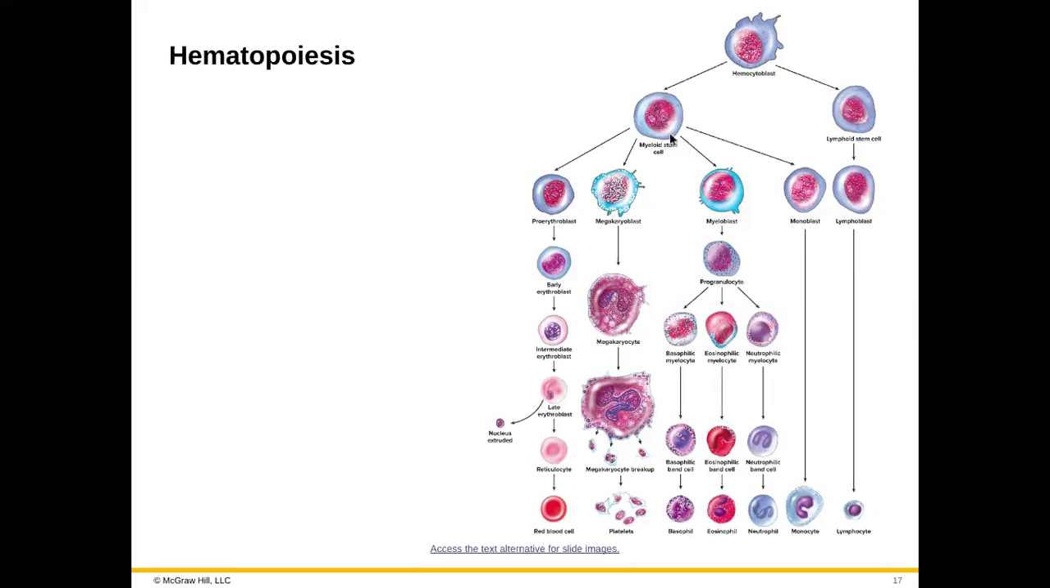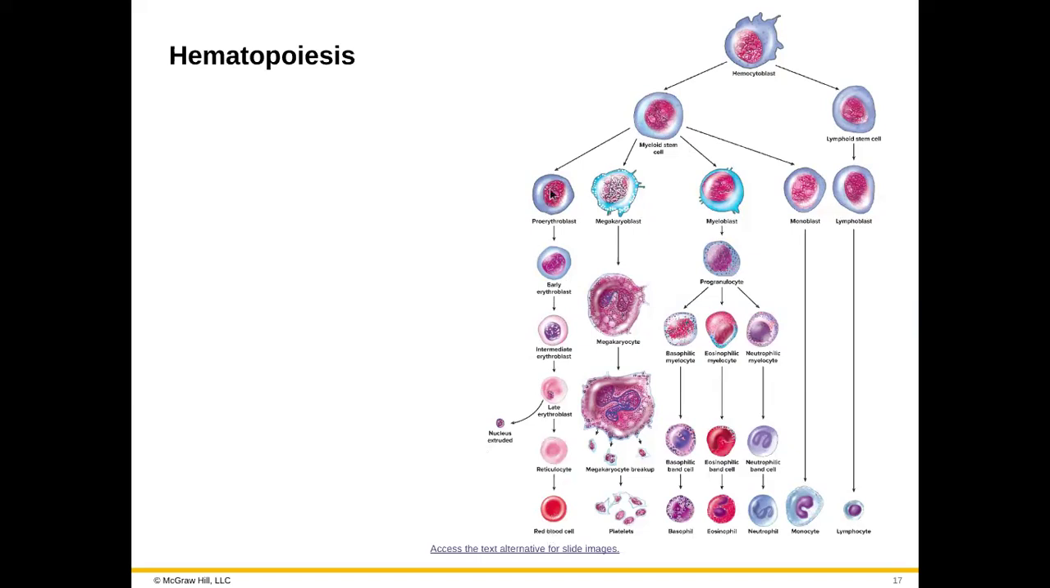The other option is that we can go from a myeloid stem cell into a proerythroblast, to an early erythroblast, intermediate erythroblast, to a late erythroblast. And the key here is that this is when the nucleus is extruded from the cell, which will then turn it into a reticulocyte, which will then form our mature red blood cell.